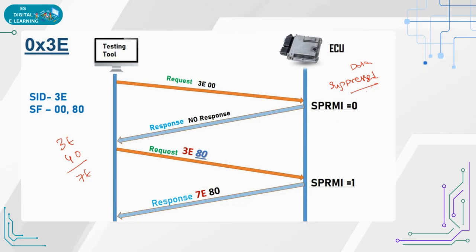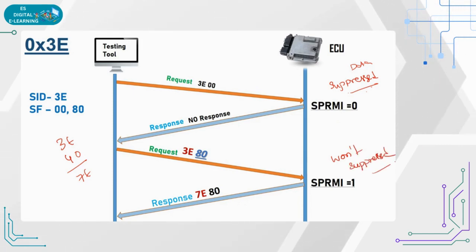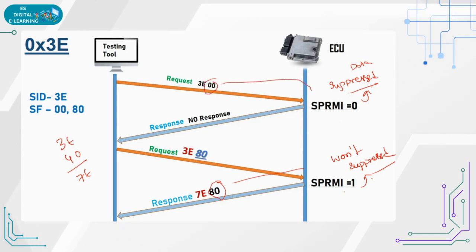You should only remember that it is suppressed here and won't suppress here. That's it. This is very easy to remember. If it is 0, it will be suppressed. If it is SPRMI 1, it won't be suppressed. Whenever it is 80, it will be 1. If it is 00, SPRMI will also be 0. Just remember blindly: 00 means fully 0, and 1 means 80. Is it clear? Yes, sir.